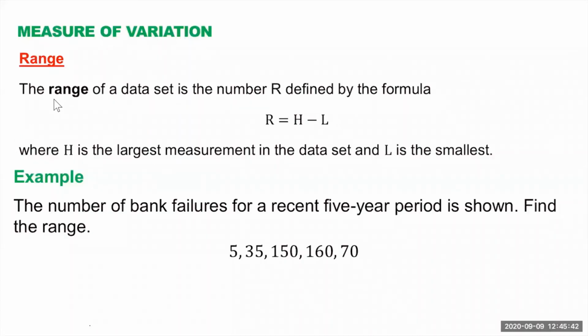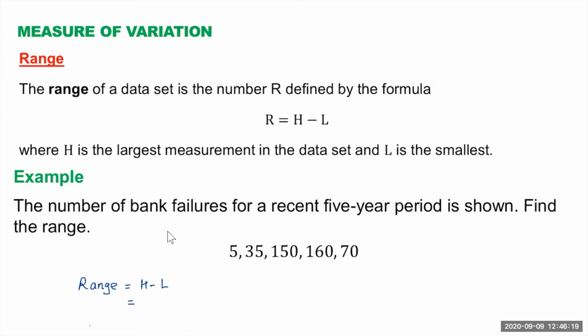Range. When we say range, it is the difference between the highest value and the lowest value in the data set. For example, here we have the data about the bank failures for a recent 5-year period. We have to find the range. So whenever we want to find the range, it is the difference between the highest and lowest value. So we write range is equal to the largest value minus the smallest value, or you can also write the highest value minus the lowest value.